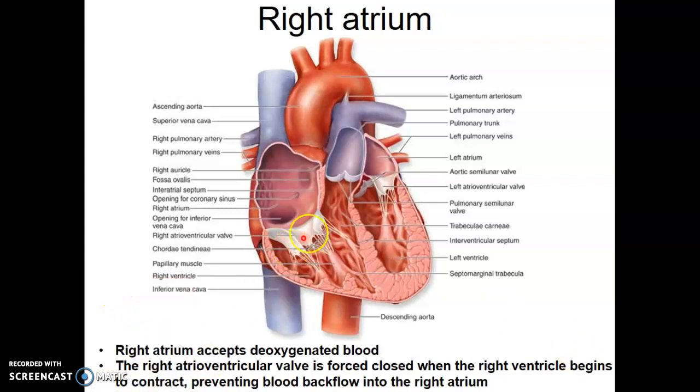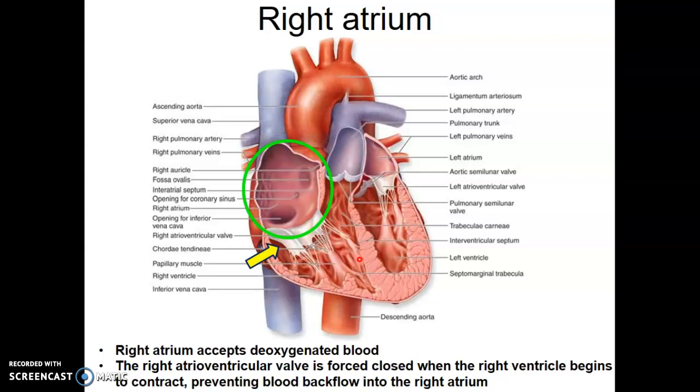The right atrioventricular valve right here is forced closed when the right ventricle begins to contract, preventing blood flow into the right atrium. This valve is anchored into the right ventricle by papillary muscles that stick up right here, and chordae tendineae, which are very thin tendon-type structures that help anchor this valve so that it doesn't totally flip backwards in the heart pump. We'll have a whole little slide series on those valves in just a few minutes.